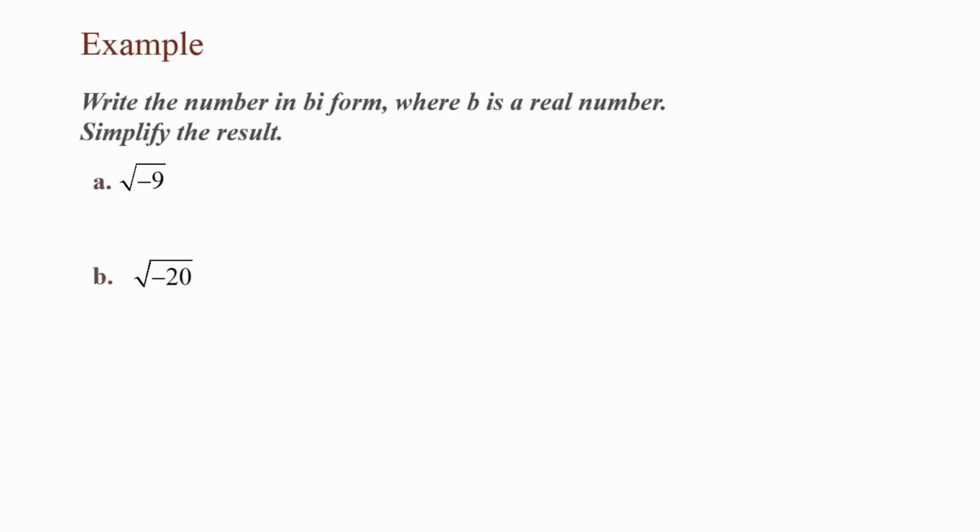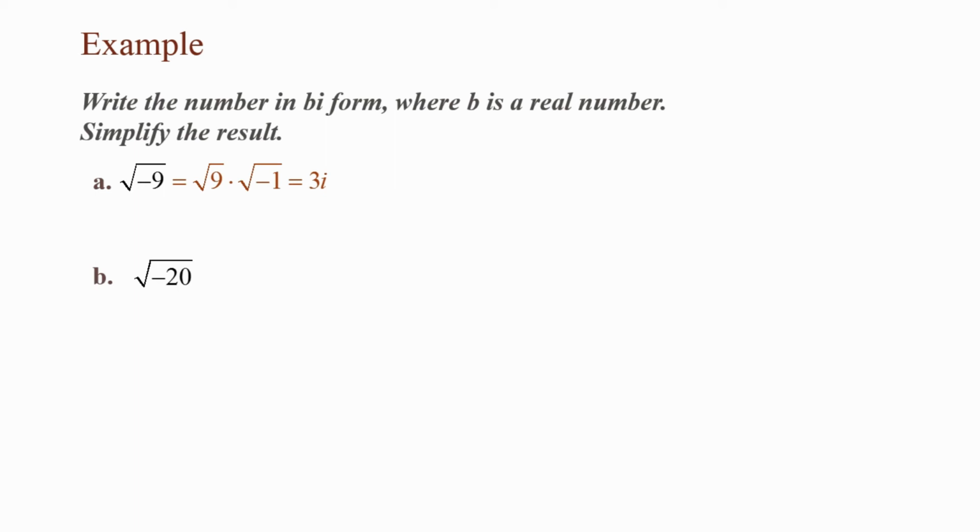In this example, write the number in bi form, where b is a real number. Simplify the result. For part A, we have the square root of negative 9. First thing I have to do is deal with the negative. I can write the square root of negative 9 as the square root of 9 times the square root of negative 1. The square root of 9 is 3, and the square root of negative 1 is i, so my answer is 3i.